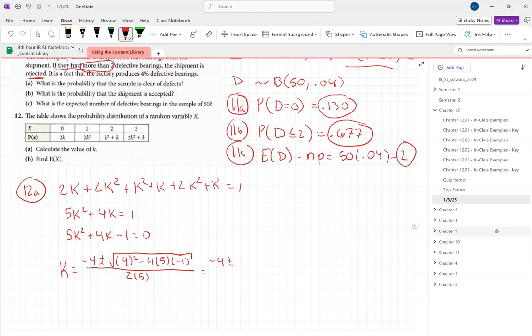So 4 squared is 16, plus 20 is 36. The square root of 36 is 6. Negative 4 minus 6 is negative 10. And then negative 4 plus 6 is 2. Which one of those two answers should I take? Are they both okay?